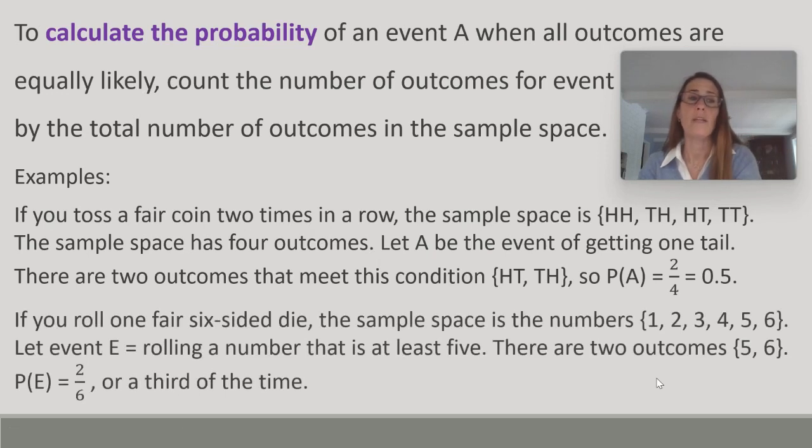And if we roll 1 fair 6-sided die, the sample space is the numbers 1 through 6. If we let event E be rolling a number that is at least 5, then there are 2 outcomes in this event E, 5 and 6. So our probability of event E, or P of E, equals 2/6, or 1/3. So 1/3 is the reduced fraction. It'd be 0.3 repeating if we wrote it as a decimal.